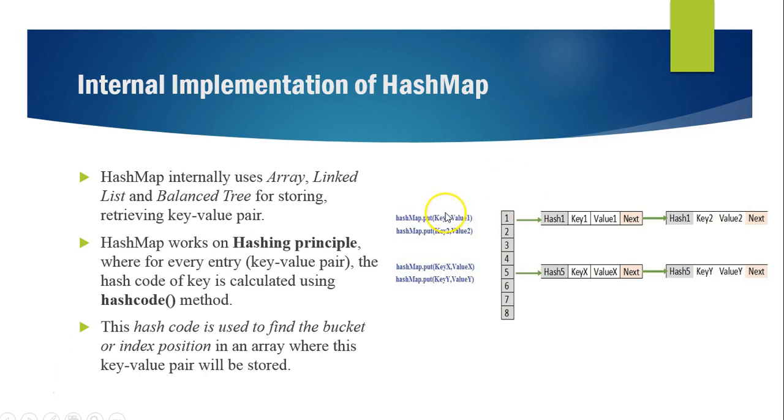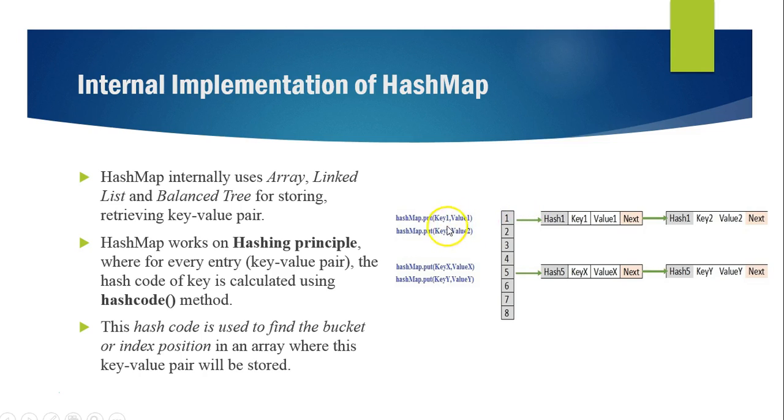See here we are trying to insert a key value entry into the HashMap. So what will happen is we will call the hash code method on this key and calculate the hash code of key 1, and using this hash code we will find the bucket position or the index position, which will be represented by this array data structure. Say that the index position corresponding to key 1 is 1. So at this index position we will store the key value pair in the linked list.